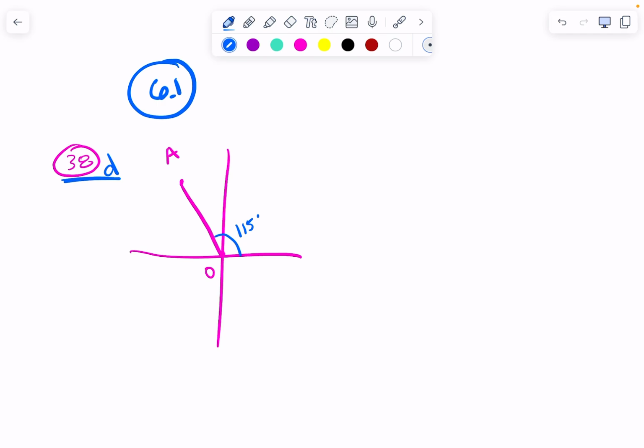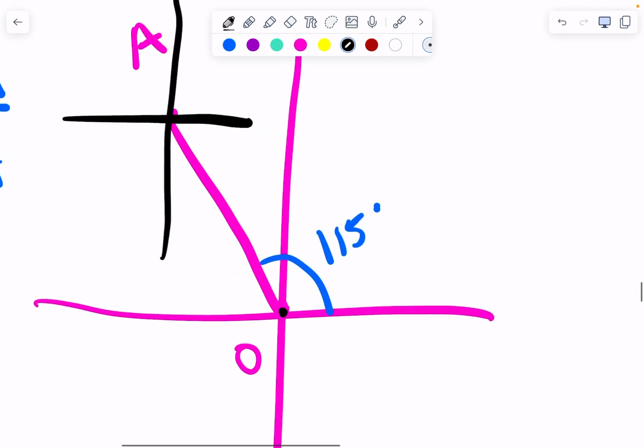38D says it wants to know the bearing from A to O. From A to O. All of the other ones are going from O to something else, okay? So from A to O. All right, so here's the deal. Out in C, O is not the origin. Out in C, wherever we are is the origin. So that's what we have going on there. We've got to figure out either what this angle is or what this angle is.